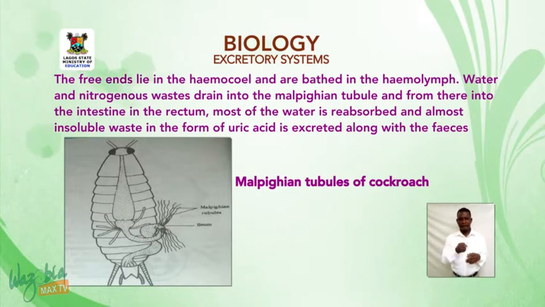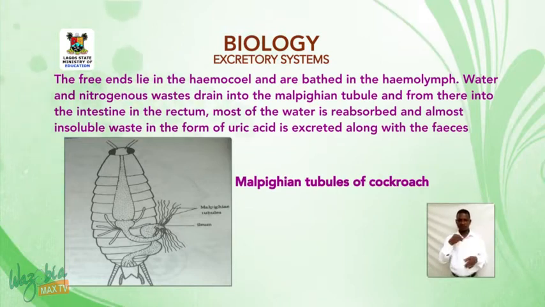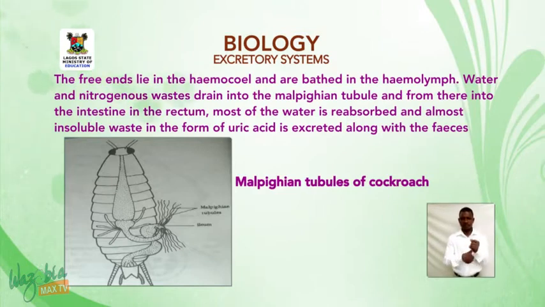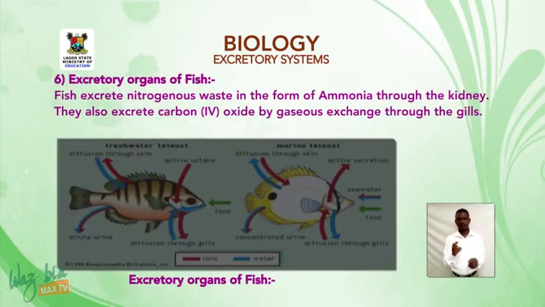Water and nitrogenous waste drain into the Malpighian tubule and from there into the intestine in the rectum. Most of the water is reabsorbed and almost insoluble waste in the form of uric acid is excreted along with the feces.